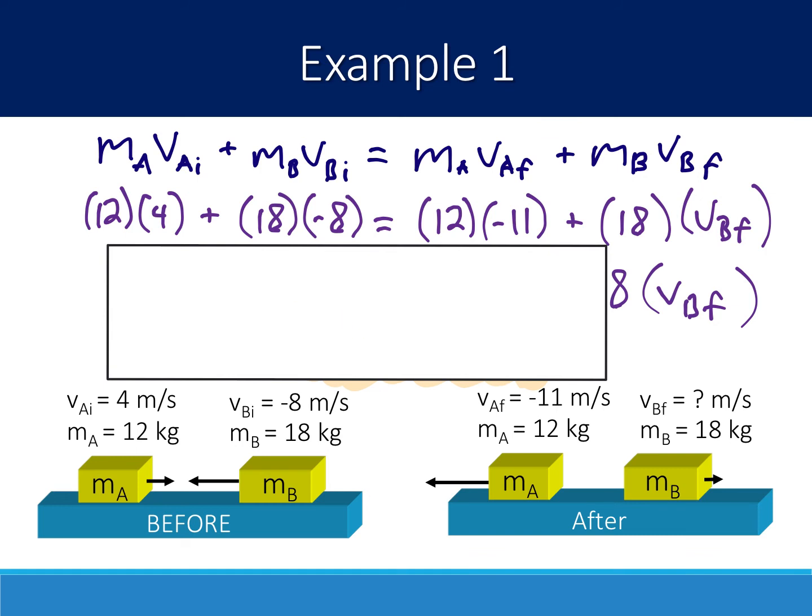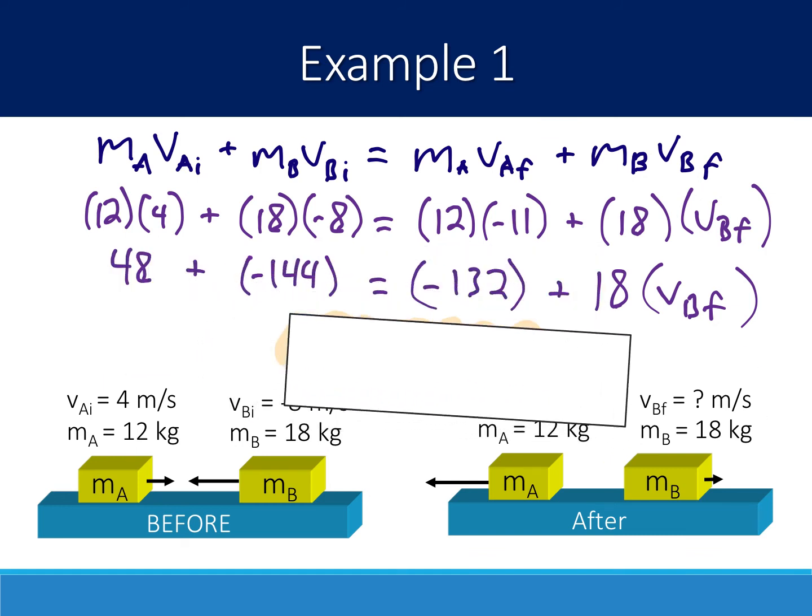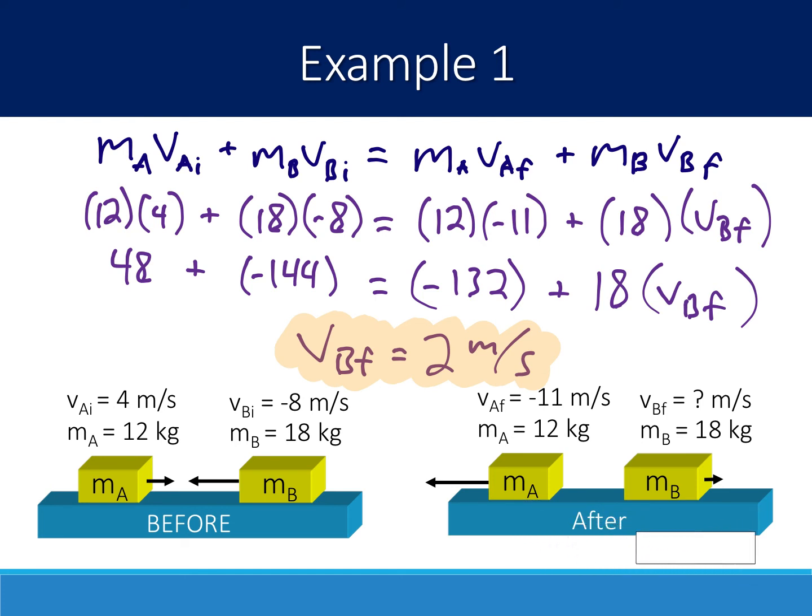All right, I'm going to move this so you can see some of these numbers. I'm just simplifying, and you end up with a velocity to the right of about 2 meters per second. Okay, let's take a look at another example.